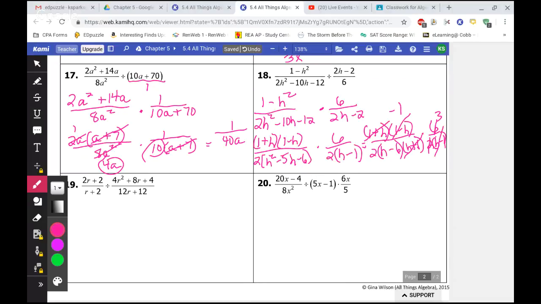And then this 6 and 2 cancel to give me a 3. So I now have, for my final answer, which I'm going to write up here, hopefully that's not confusing, this -1 times 3. So my top is -3, and my bottom is 2 times h minus 6.